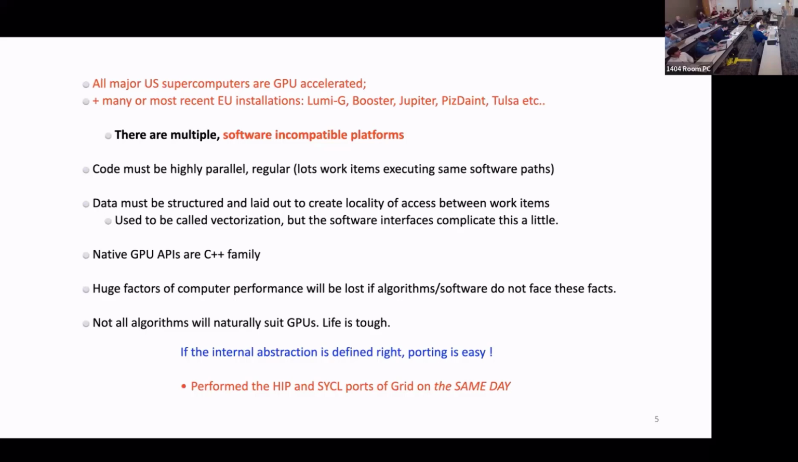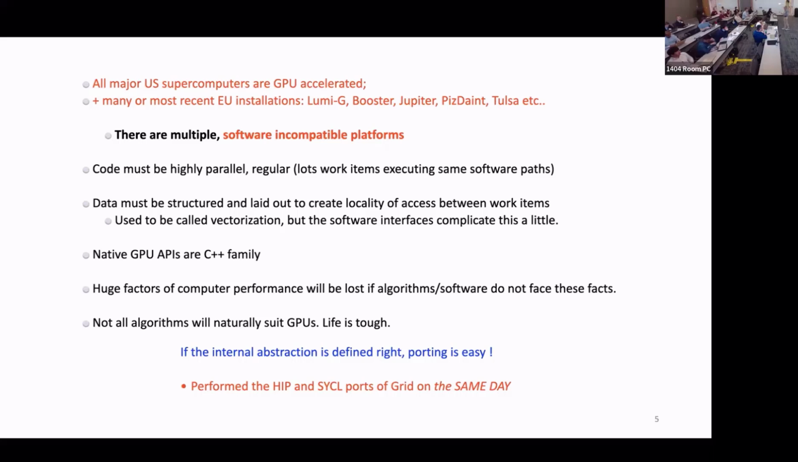So, yeah. Okay, so all major US supercomputers are GPU accelerated, plus many or most recent EU installations. As I said, software incompatible platforms. To use them, the code must be highly parallel, regular, lots of work items executing exactly the same software path. And that's because there's a single instruction fetch. One of these streaming multiprocessors inside the GPU fetches a single instruction and will order the operations of about 32, what they call threads. I wouldn't necessarily call them threads, but 32 SIMD lanes. And if they are doing different things from each other, say 32 different things, they would have to fetch 32 different instructions instead of one, right? So if you get what they call thread divergence, you lose a factor of 32 performance, right? So you need regularity.